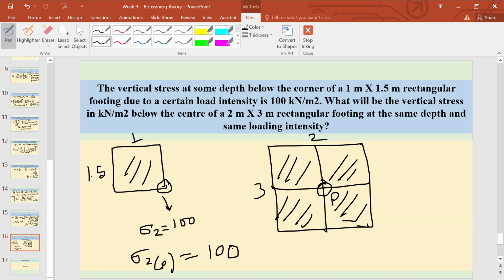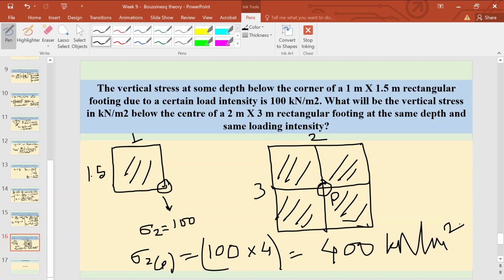the load at each corner multiplied by the number of corners, isn't it? That will be equal to 400 kilonewton per meter square. Okay, is it clear?